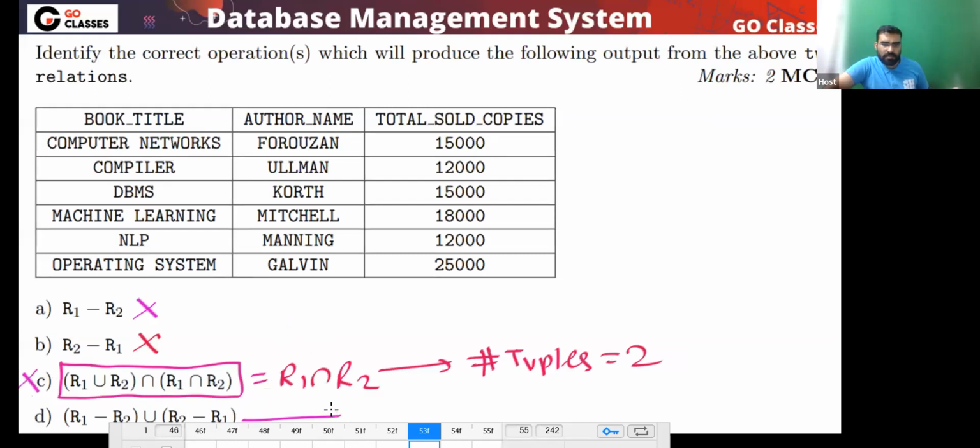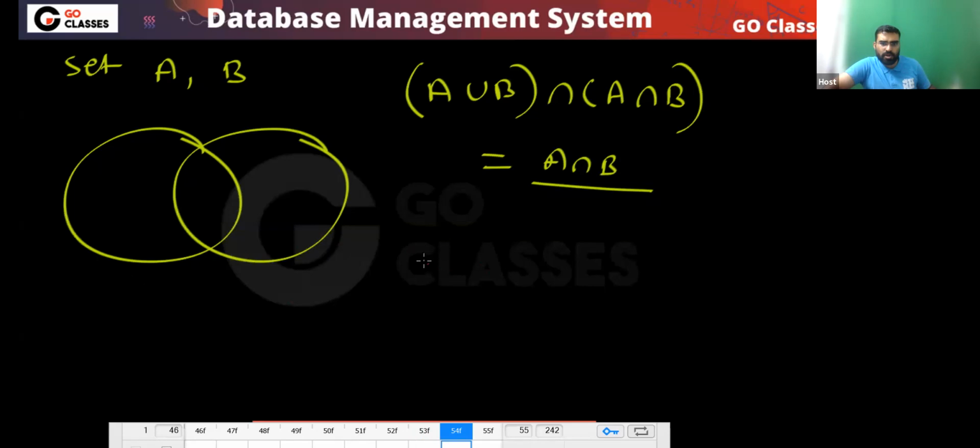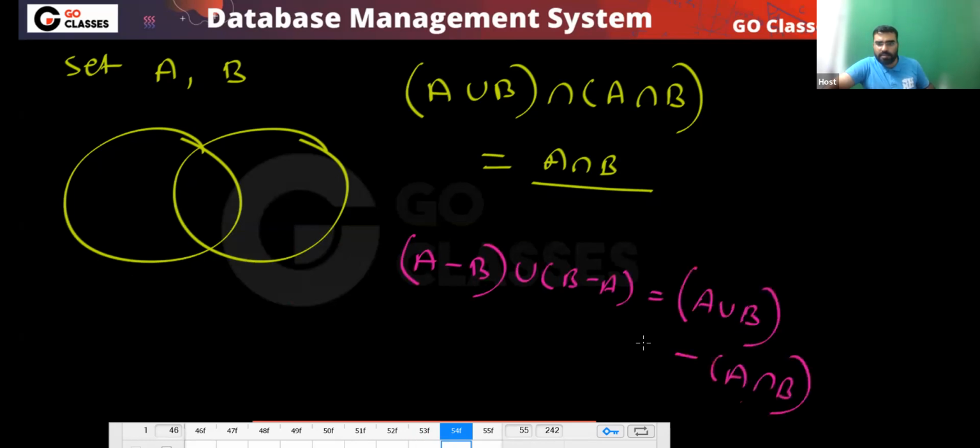What about this one? R1 minus R2 union R2 minus R1. Okay, this you can check. This will be your answer. Can I write it as R1 union R2 minus the intersection, minus the common tuples? Yes or no? Because you know that A minus B union B minus A will be A union B minus A intersection B. Correct? Yes or no? Very simple.